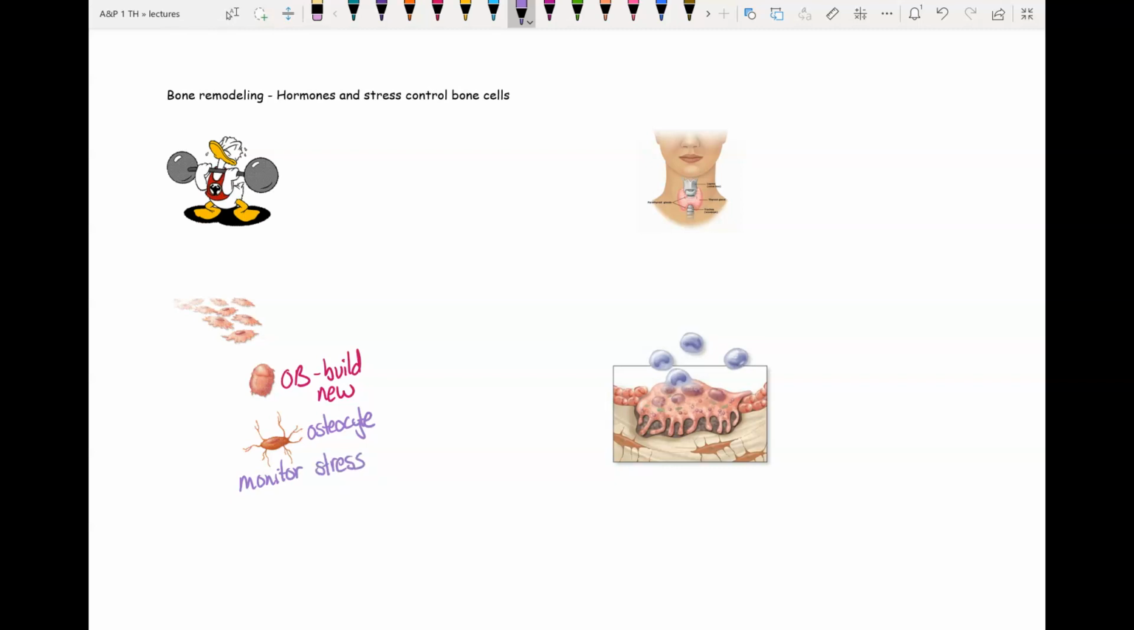Well, stress on bones comes in the form of exercise. So here's Donald Duck lifting weights. When he's lifting weights, that stresses the bone. Stress makes you stronger. So every time you stress your bones, the osteocytes detect this, so they will detect when you exercise.